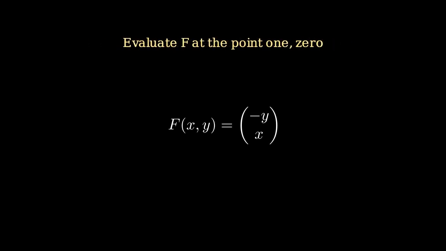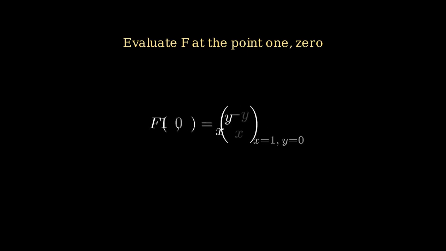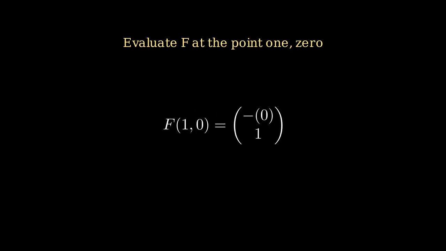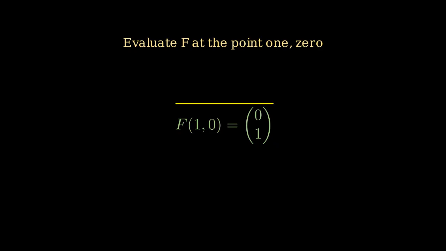First, let's evaluate this vector field at the point 1, 0. Here, x equals 1 and y equals 0. So the vector is, open bracket, negative 0, comma, 1, close bracket. This simplifies to, open bracket, 0, comma, 1, close bracket.